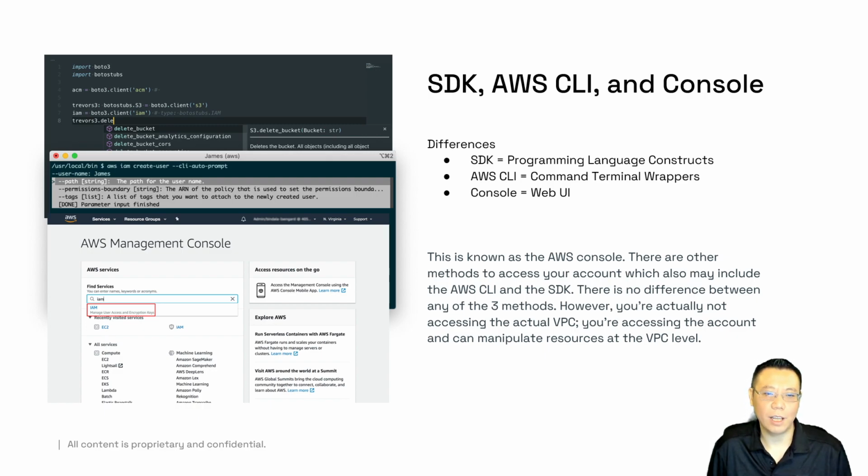We want to make that distinction that you are not connecting to the VPC. You're actually connecting to APIs that actually interact with your VPC. Now, there's a difference. SDKs are for programming language constructs. So what I have here is an example of the Boto3 library for Python that will interact and create a client connection to S3 directly.